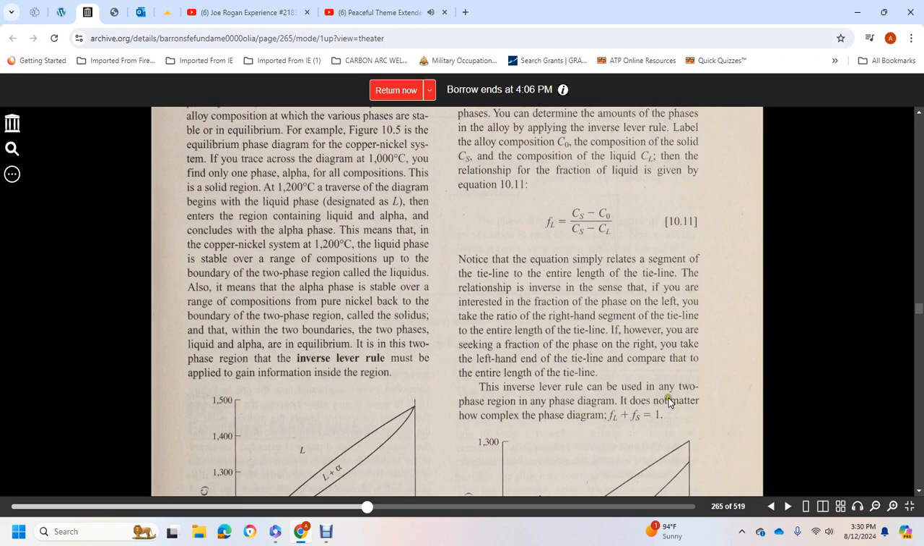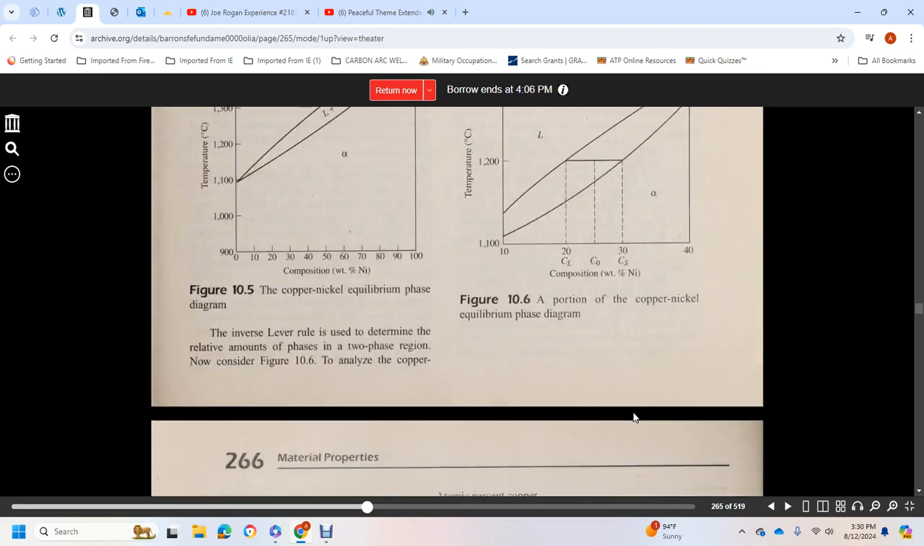The inverse lever rule can be used in any two-phase region in a phase diagram. It does not matter how complex the phase diagram is. Fraction liquid plus fraction solid equals 1.